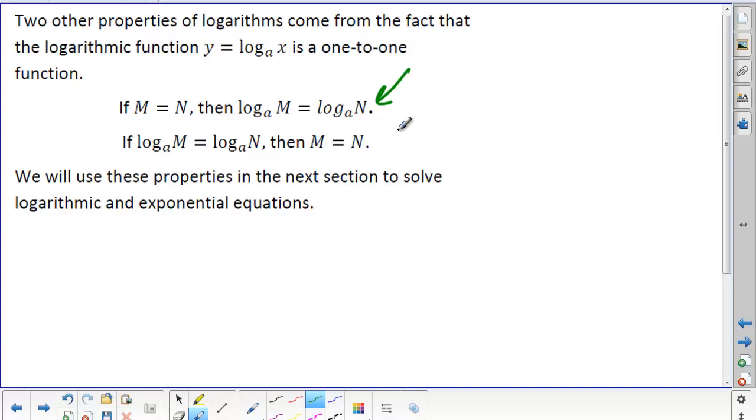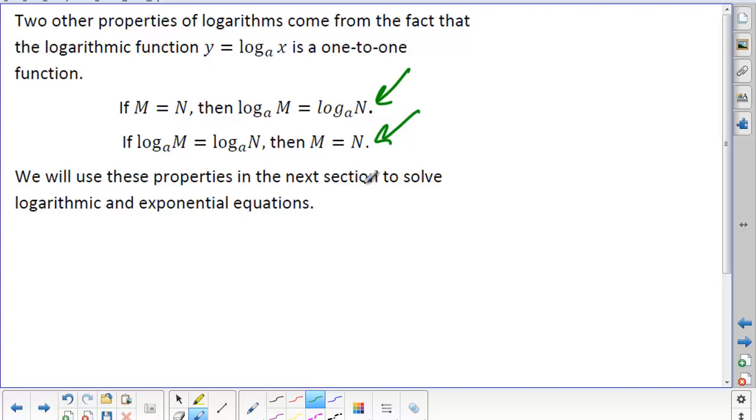Just like you can square both sides of an equation or add 3 or divide by 2, you can actually take the logarithm of both sides. That's a perfectly legal move. The same thing here, just going the other way. If you've got log base a of m equal to log base a of n, you can drop the logarithm notation and just say m equals n. So these are really helpful when it comes to solving some logarithmic equations.